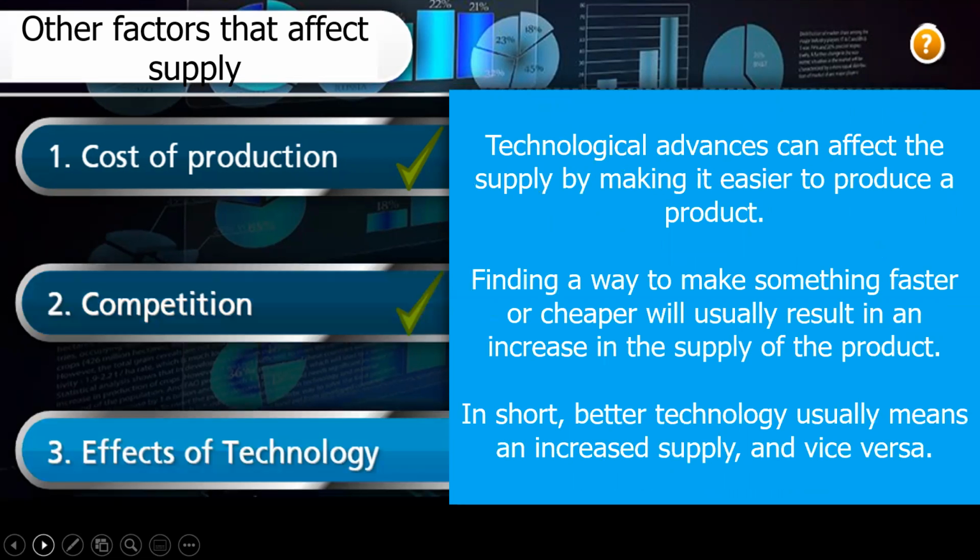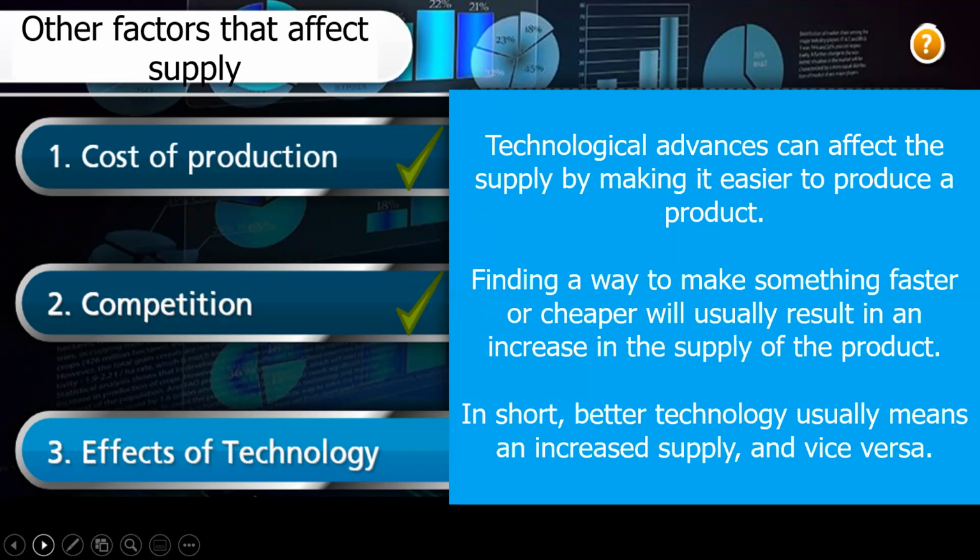And in the third factor, we have effects of technology. What do I mean by this? Technological advances can affect the supply by making it easier to produce a product. Finding a way to make something faster or cheaper will usually result in an increase in the supply of the product.